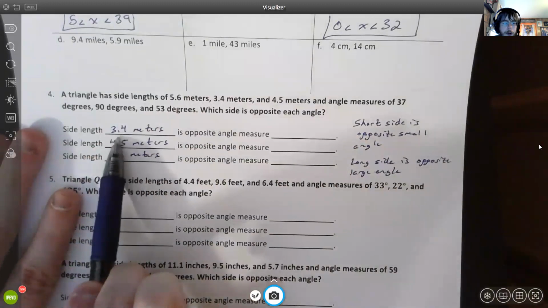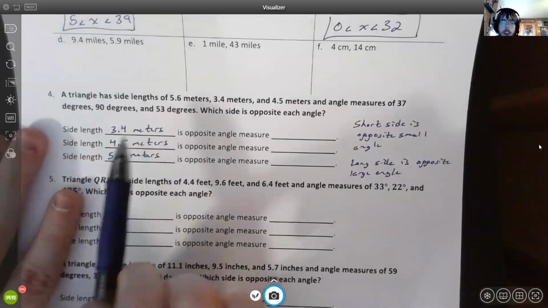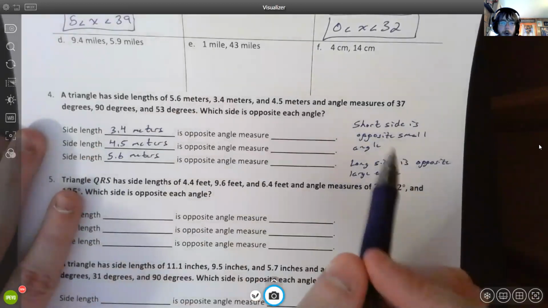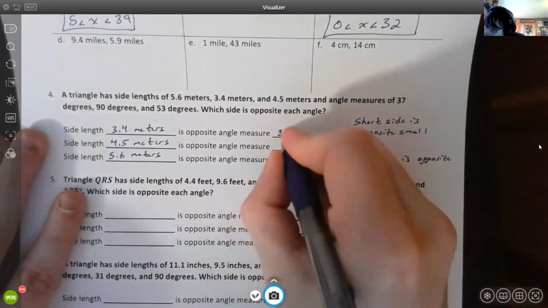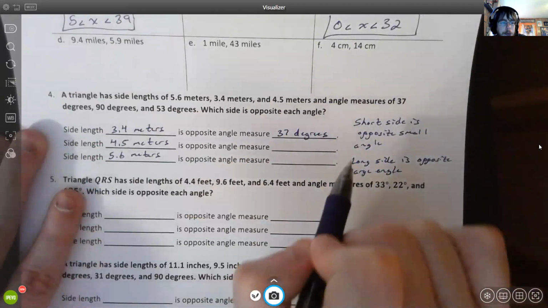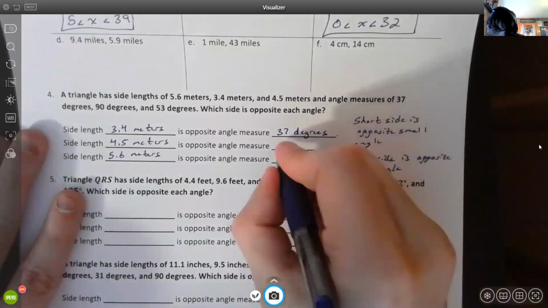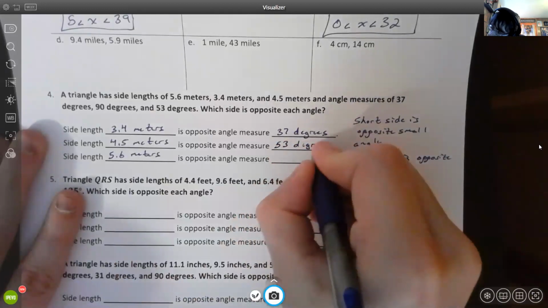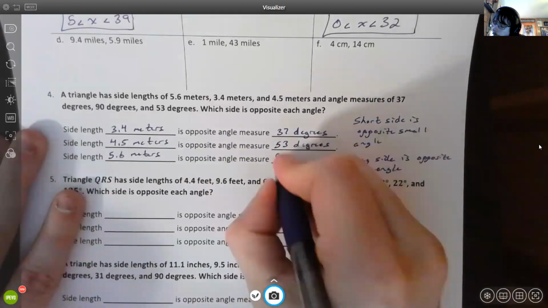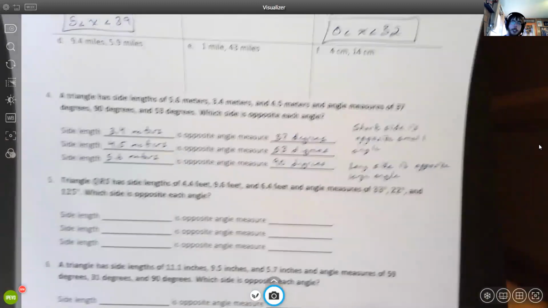So now we look here, 3.4 is our smallest, our shortest side. It's going to have to be opposite our smallest angle. So our three angles are 37, 90, and 53. So 3.4 must be opposite the 37 degrees. 4.5 is the middle. So it has to be opposite the second smallest, which would be 53 degrees. And 5.6 would have to be opposite the largest, which is 90 degrees. And that's what you would do for 5 and 6 as well.